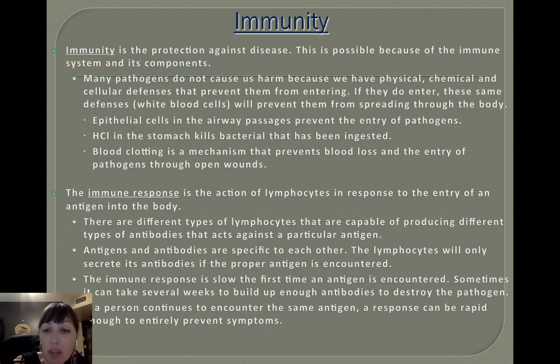There are different types of lymphocytes that are capable of producing different types of antibodies. Antigens and antibodies are specific to each other. Lymphocytes will only secrete their antibodies if the proper antigen is encountered. So the immune response would be slow the first time an antigen is encountered. Sometimes it can take several weeks to build up enough antibodies to destroy the pathogen, which is why we might experience sickness for a while. If a person continues to encounter the same antigen, a response can be rapid, enough to entirely prevent symptoms at all.